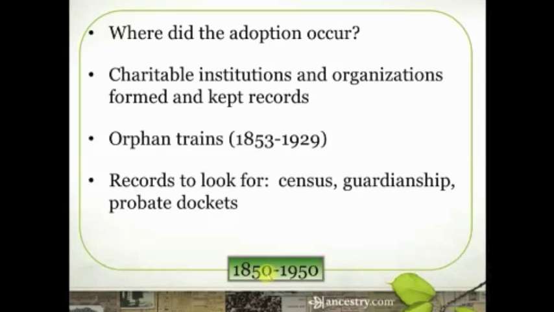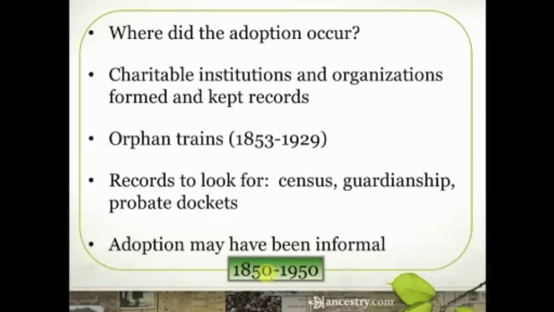Look for little words like my natural child. Look for large inheritances given to children who have no apparent connection to the person leaving the will. Is it possible that they're leaving property to a birth child or an illegitimate child that they have not previously claimed? Pay attention to those kinds of things. If you have a clue from other records about who a parent might be, go look for some of those types of records. And then always just keep in mind that through this period of time and before, adoption very frequently was informal.